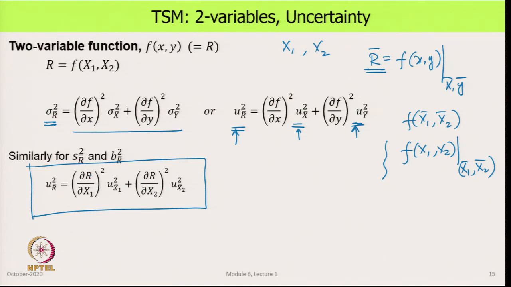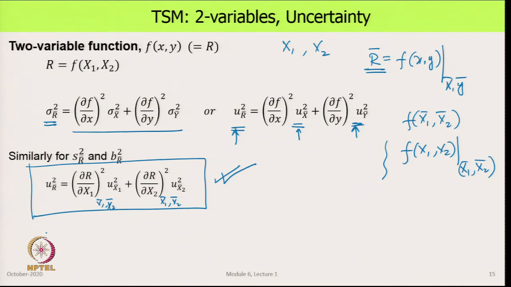U r bar square is equal to partial of result with respect to x 1 evaluated at x 1 bar x 2 bar, square, times u x 1 bar square, uncertainty in the x 1 measurement, plus dr by dx 2 square evaluated at x 1 bar x 2 bar times uncertainty in x 2 bar, so standard uncertainty in x 2 bar square. And this tells us everything in terms of parameters, numbers, values that we already have. So, this is our answer.